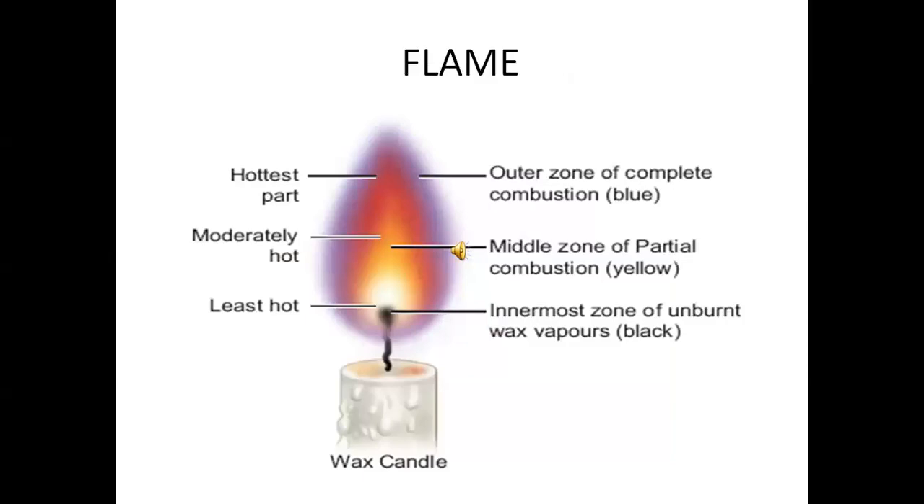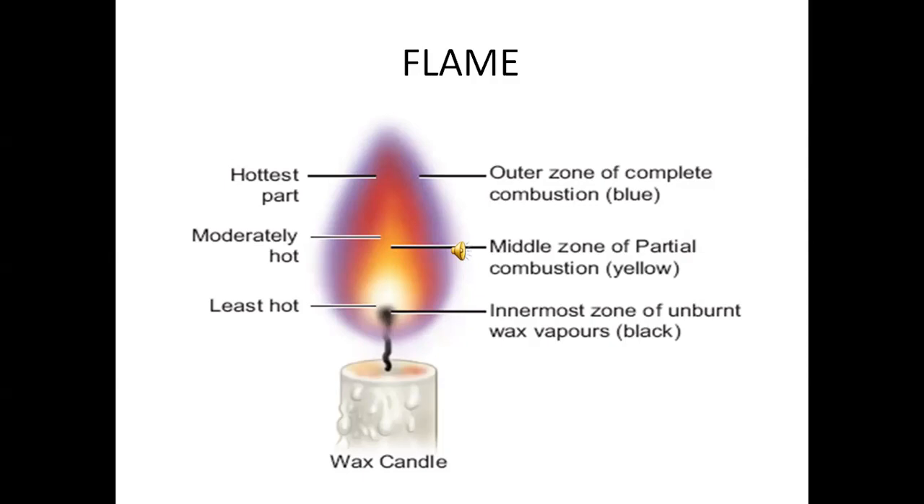Flame. Flame is a zone of combustion of a combustible substance. Substances which vaporize during burning produce flames. Example, wax, kerosene, etc. Substances which do not vaporize during burning do not produce flames. For example, coal. The candle flame has three main zones. They are the outer zone, the middle zone, and the inner zone.